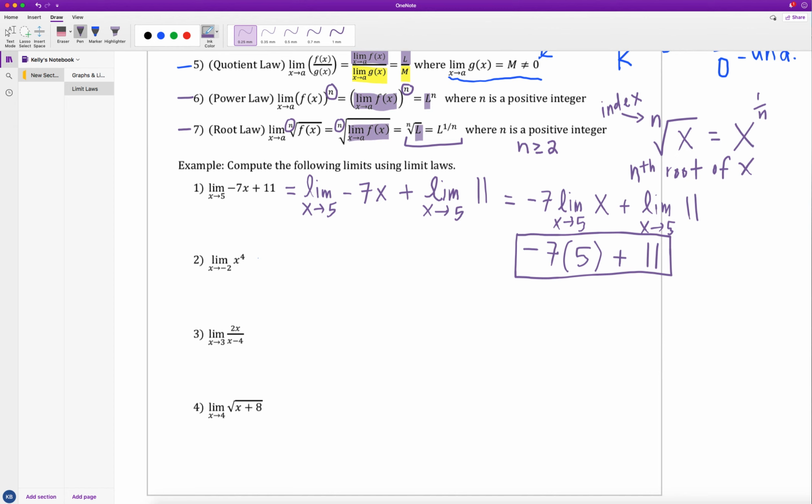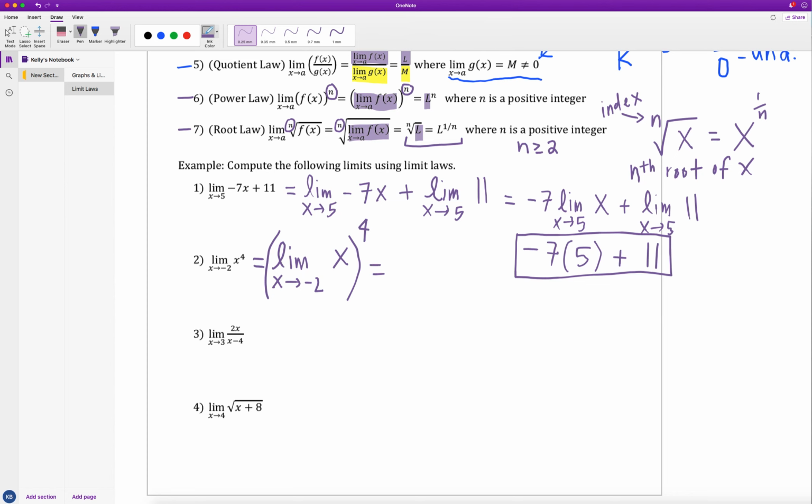It says the limit as x approaches negative 2 of x to the fourth. So I have a power law here because of this fourth exponent. So I can use the power law and rewrite this limit as the limit as x approaches negative 2 still of x with the entire thing raised to the fourth power. So that's that same thing as taking that exponent out of the limit.